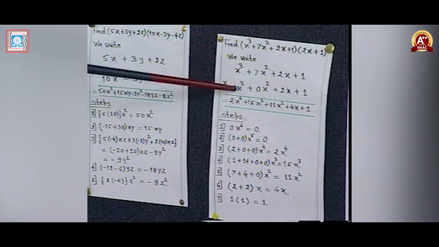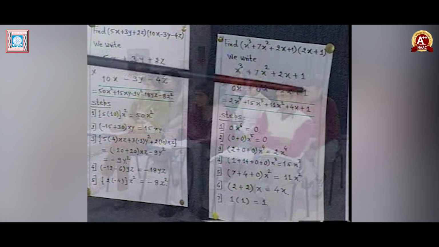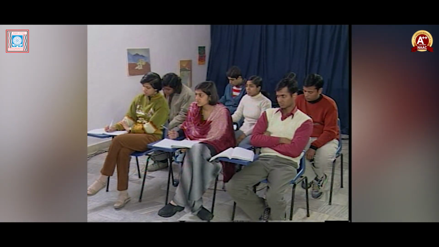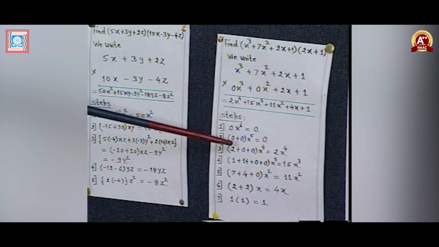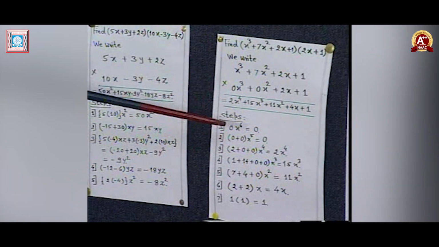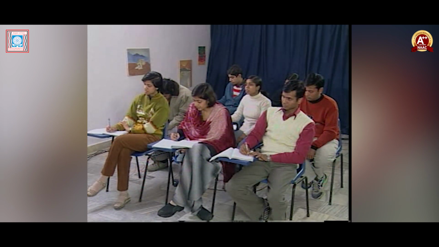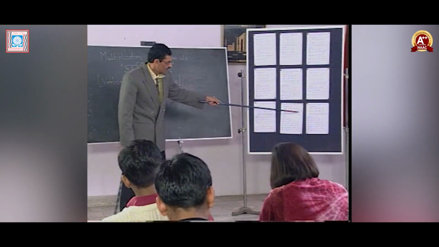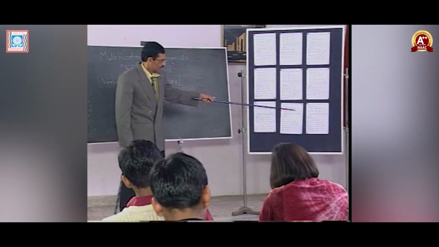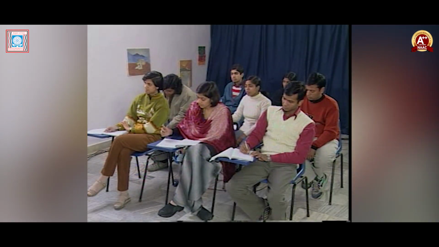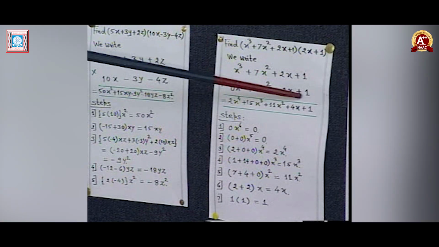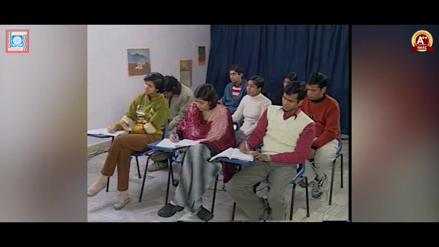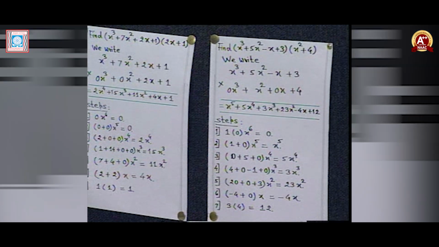Now we have come to the end of that. We left out the extreme left term. Then 7 into 1 plus 2 into 2 plus 1 into 0. That gives 7 plus 4 plus 0, that is 11x square. Then 2 into 1 plus 1 into 2, that gives 2 plus 2, that is 4x. And finally the vertical multiplication, 1 into 1, that is 1. Similarly, we can solve the last example.